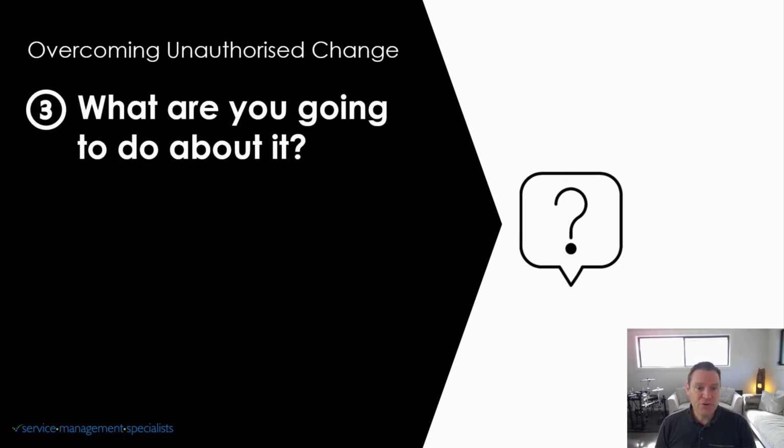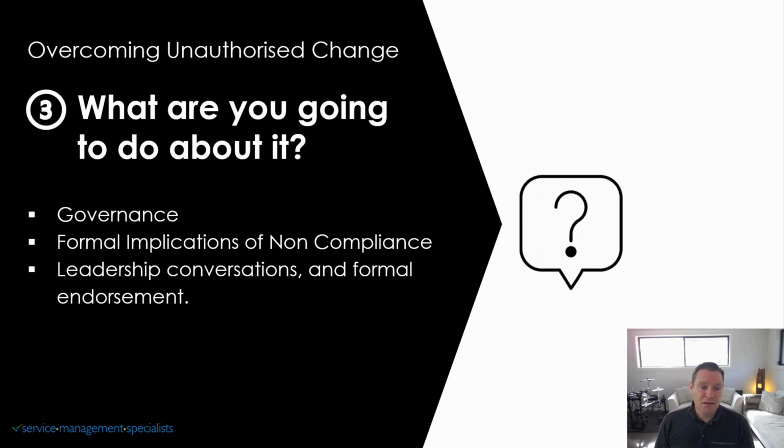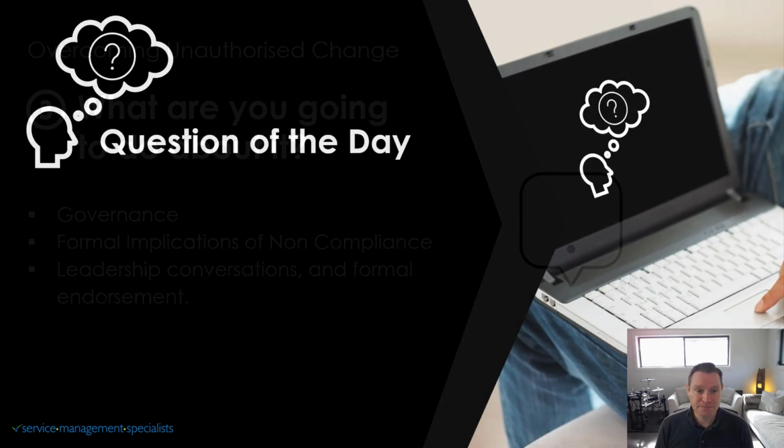And then finally, number 3, what are you going to do about it once you've found out that there is unauthorized change going on? Do you have governance in place? Is it working? Are there formal implications for non-compliance? And are leaders having conversations and giving formal endorsement around the change management process? These are things that we highly recommend to ensure that you remove and remediate unauthorized change.